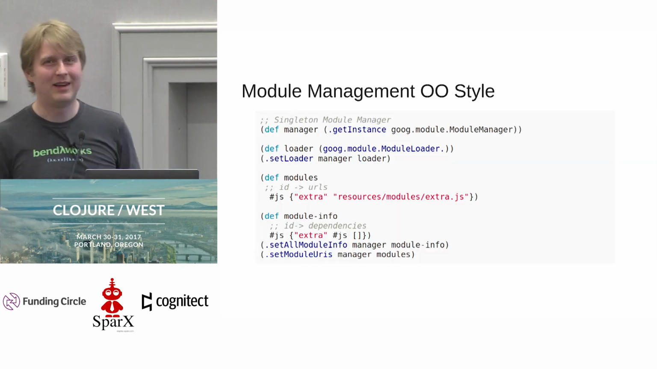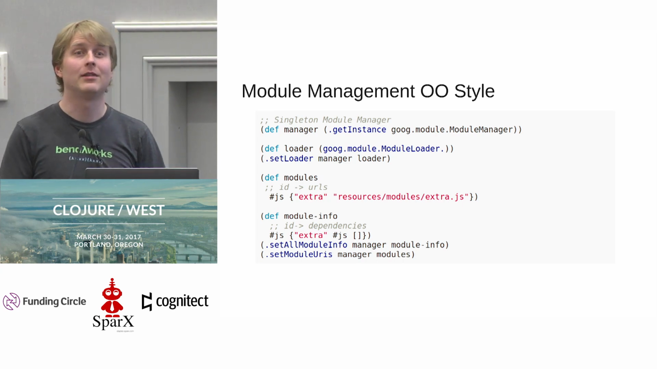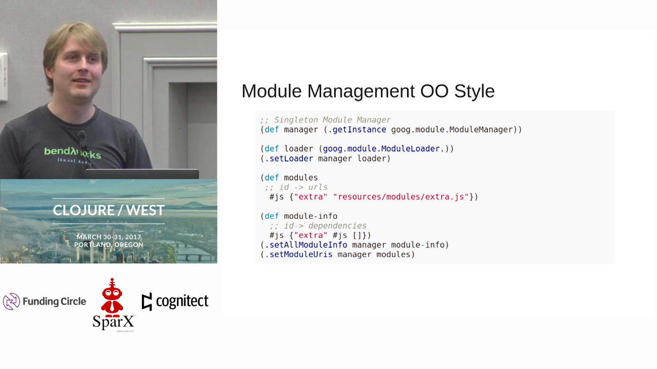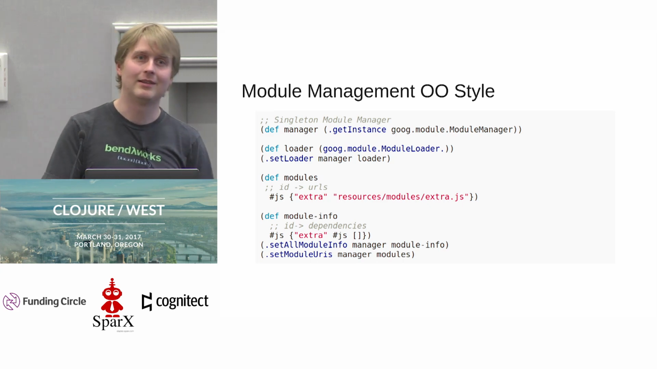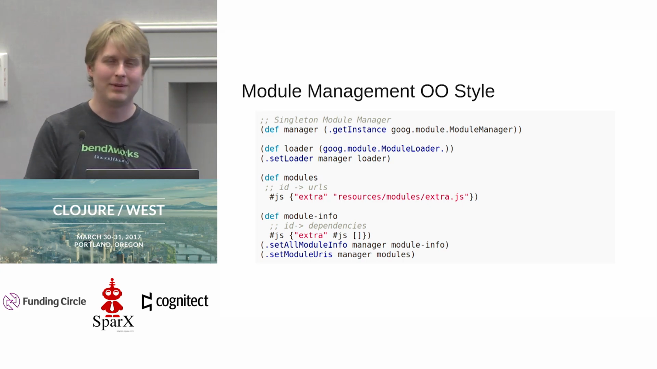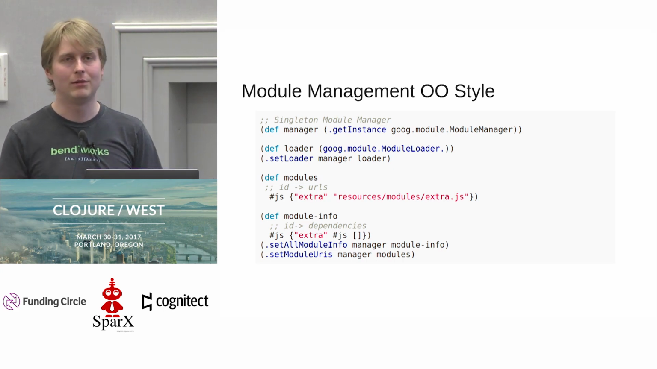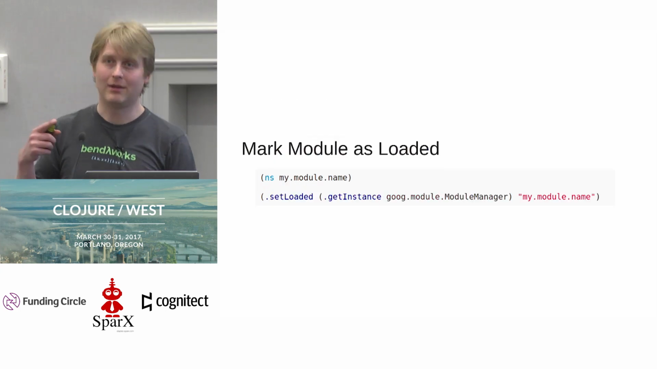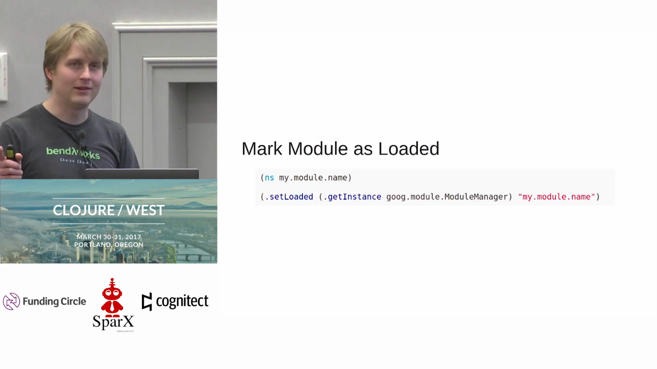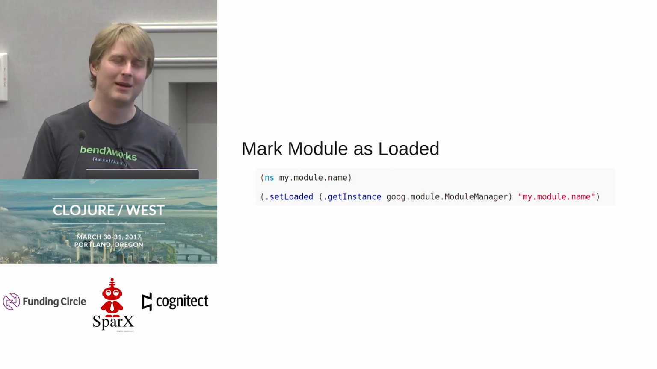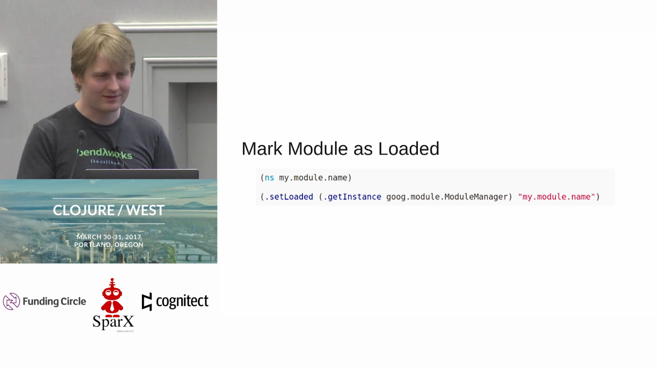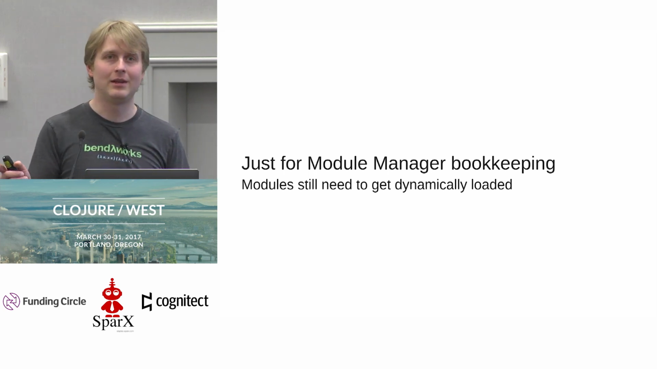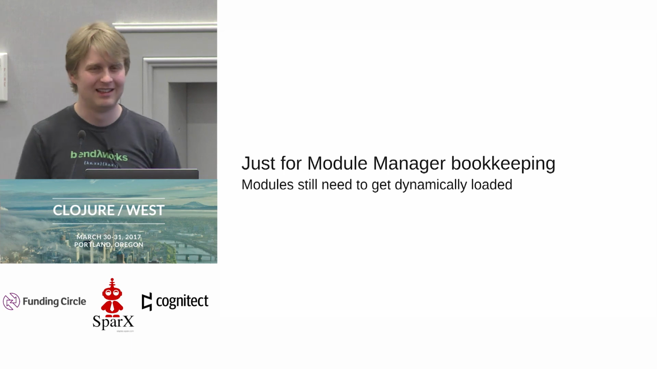But dynamically loading ClojureScript modules is a very big, massive, object-oriented boilerplate. We get all this module management in an object-oriented style, where we first have to instantiate a global singleton module manager. Then we set the loader on the module manager. Then we have to set our module dependencies and also the URIs on the module manager. Then we get to go throughout all of our modules and call this setLoaded function to mark that the module has actually been loaded once it's called. And that's just all the module management bookkeeping. We're not even to loading our modules at all.